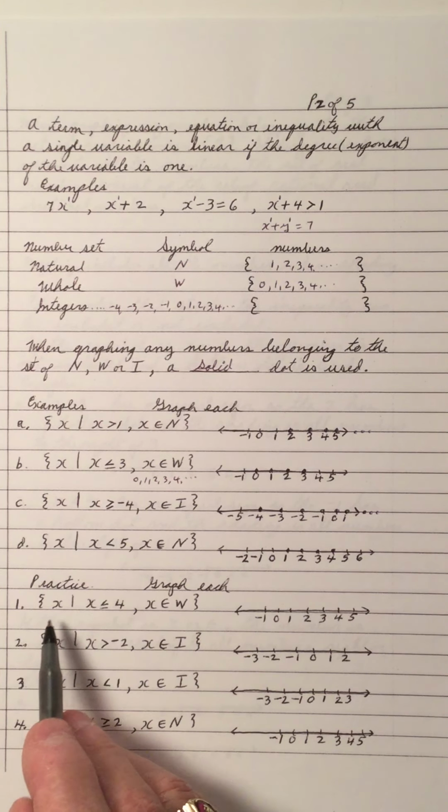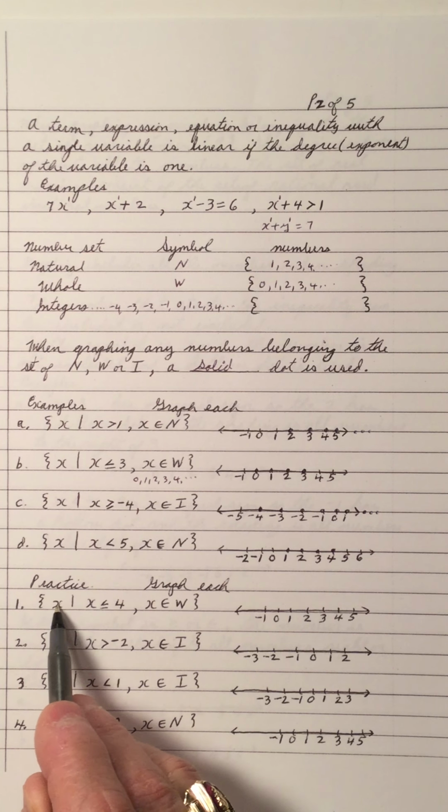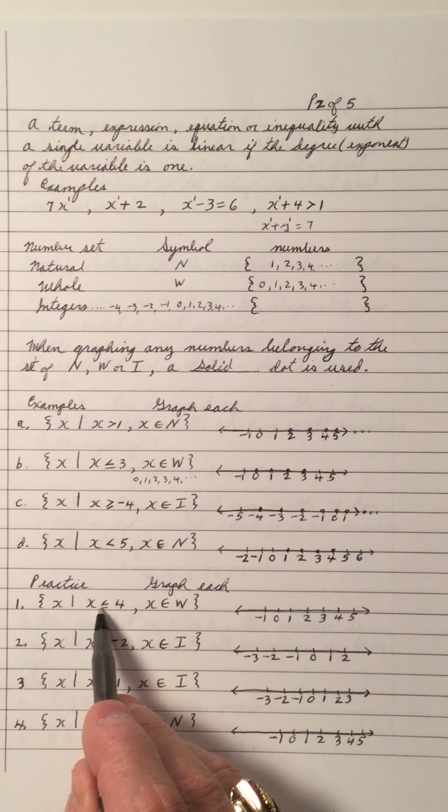Here we go. This is the set of all x. Notice x is indicating a single variable, so we talk about a number line.